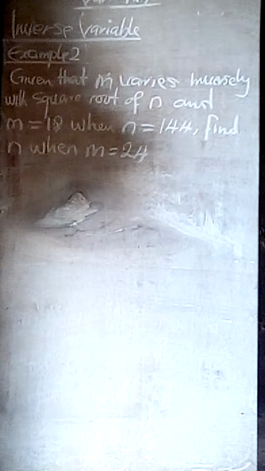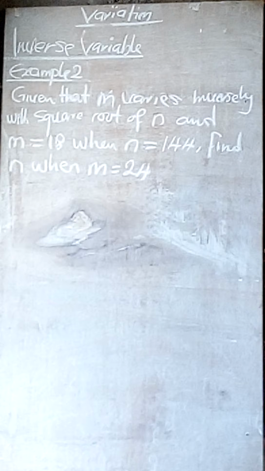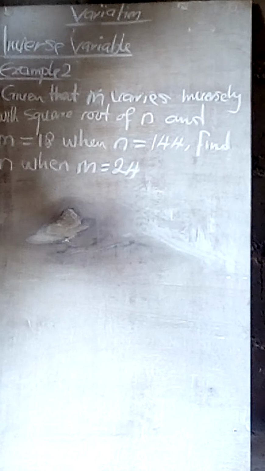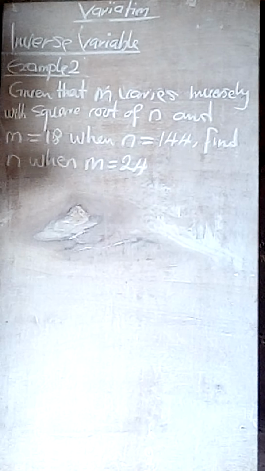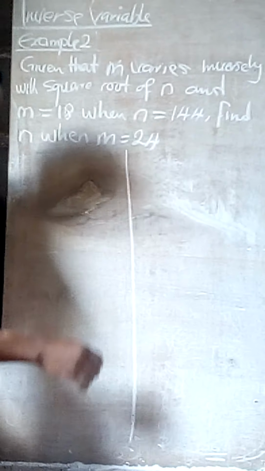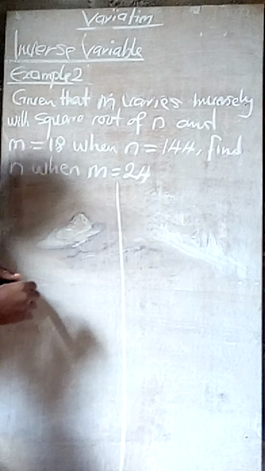Are you following now? This is an example given to us on the board. As I told you earlier, the first thing you do here is look for the constant. And the constant is always K. Let's now see how to bring out the K, which is the constant. So before now, let's get the formula down. Let's interpret what we have been given on the board.